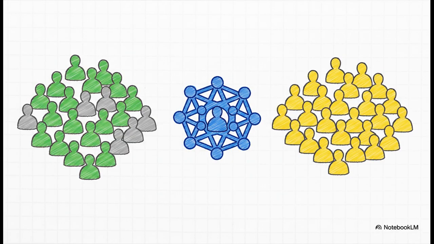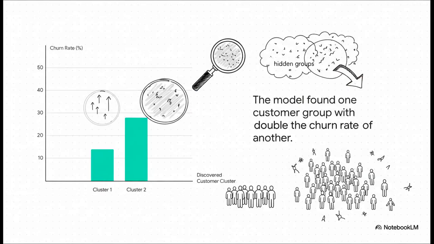So what was the big insight? What did spectral clustering actually find hiding in the data? Well, it uncovered these distinct segments of customers who behaved very, very differently when it came to their likelihood of leaving the company. And this chart illustrates the payoff perfectly. The model found one group of customers, we'll call them Cluster 1, with a churn rate of about 14%. But it also found another group, Cluster 2, where the churn rate was 28%. That's exactly double. These were the high-risk customers hiding there in the data the whole time.